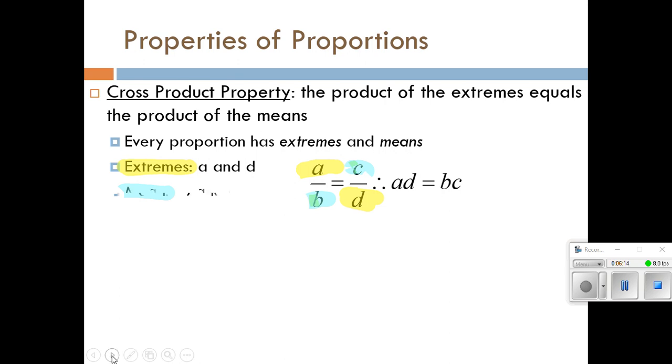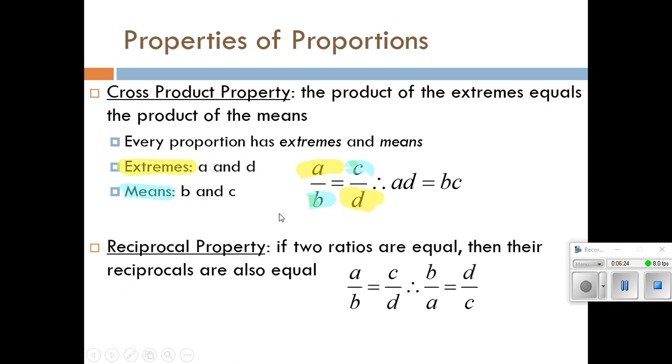This is called a proportion. So the means are b and c right here. These are called means. And then a and d, these are extremes. So this way is called extremes, and this way is called means. Okay, so the yellow part is extremes, the blue part is means.